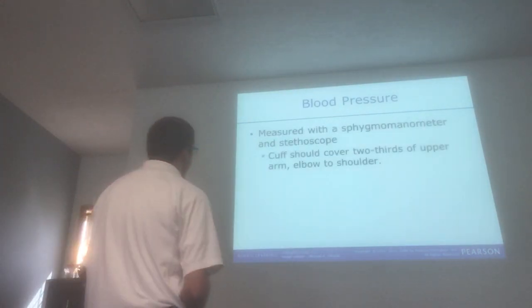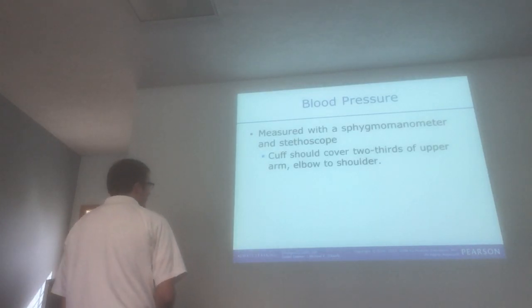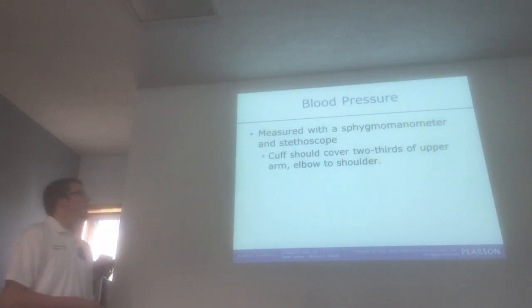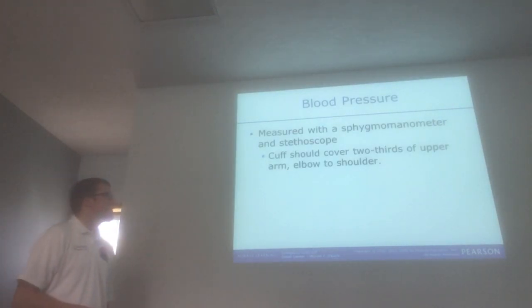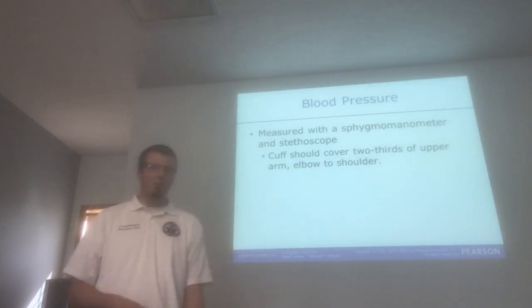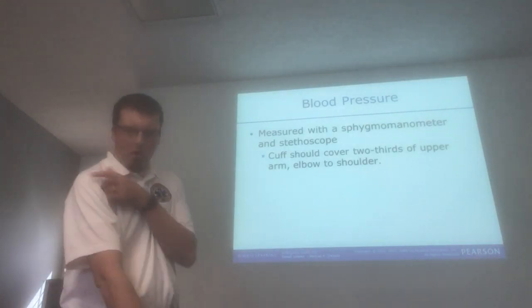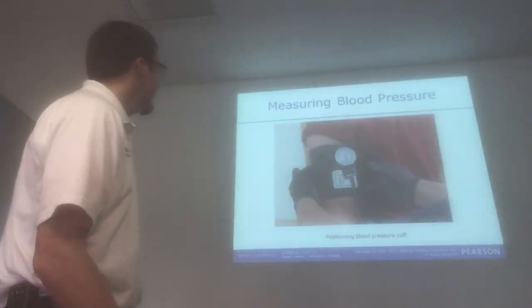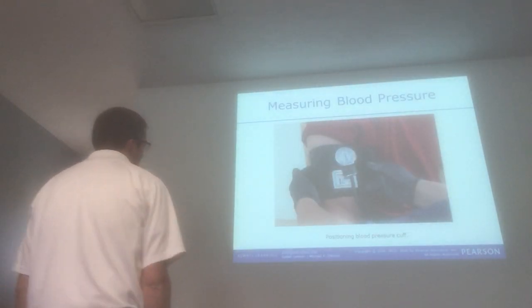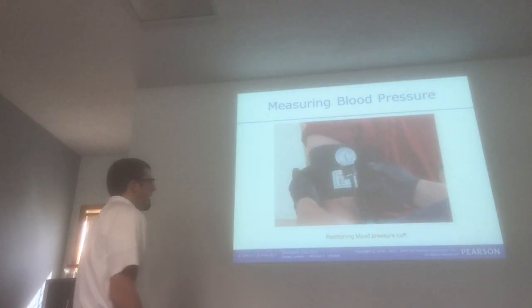So it's measured with a sphygmomanometer. Yeah, try to say that 10 times fast. And a stethoscope. The cuff should cover 2/3 of the upper arm, elbow to shoulder. 2/3 of the upper arm, elbow to shoulder. There it is, and it's positioned correctly.